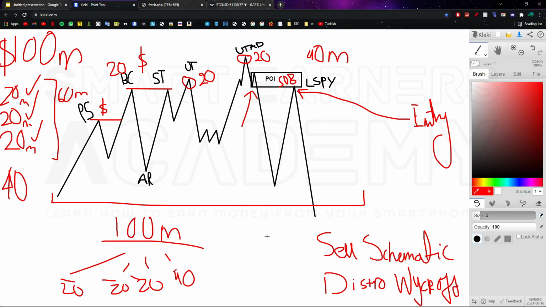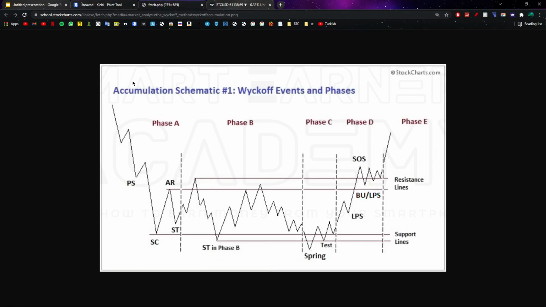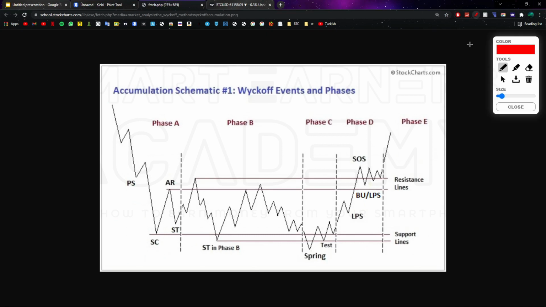Or they can accumulate, therefore buying, right? And I'm going to show you that right now. So if we move on to this pre-made example, because it's exactly the same thing, I'm just going to use a pre-made example, and I'm going to go over this really quickly because the theory is exactly the same. It's just that the way price is moving is a little bit different, right?